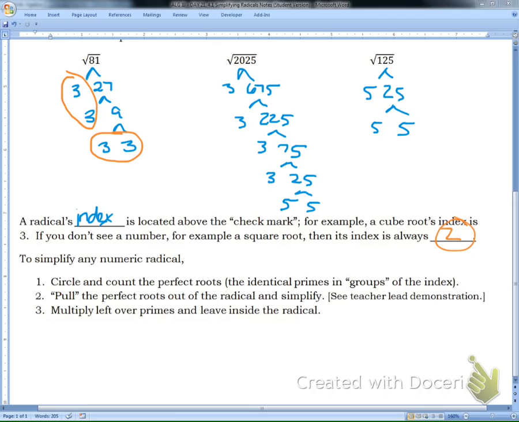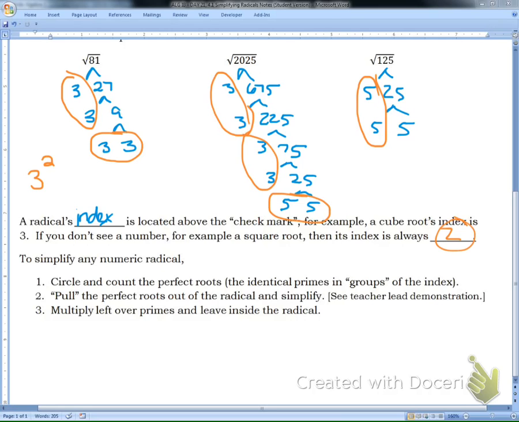In the 2025, let's look at pairs of identical prime numbers. Well, there's 1 pair, 2 pair, and there's even 3 pairs there. It's pairs of the identical numbers. In the last example, we only have 1 pair of 5's. The last 5 of the prime numbers doesn't have another 5 along with it, so it's not part of a pair. We're not going to circle it. So in the second step, it says to pull out the perfect roots of the radical. What we've done is circled our perfect roots. We have a perfect root of a 3. In fact, we don't even just have one of them, we have 2 of them. We have 2 groups of 3's.